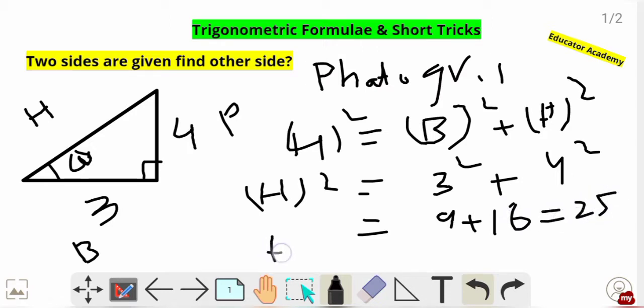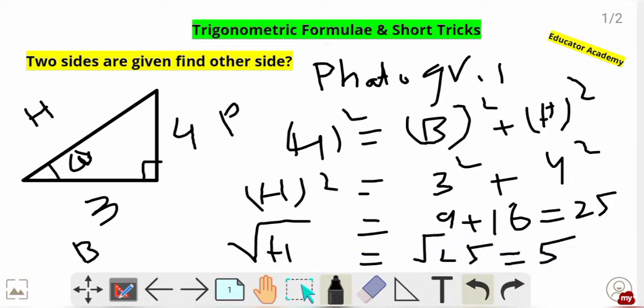As we know, we have to find the hypotenuse. So take the under root on both sides. We will get under root 25, which is equal to 5. So hypotenuse is equal to 5.